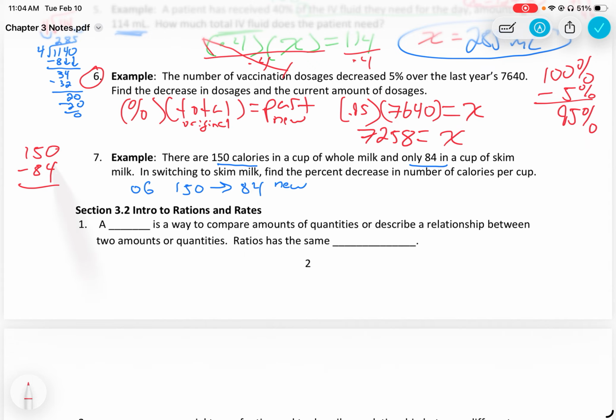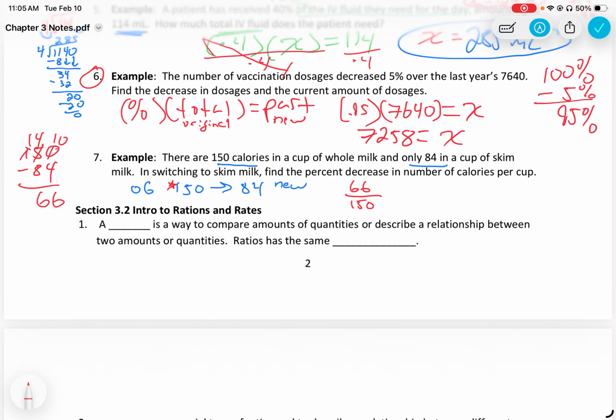So I can't do that, so I need to borrow here. 10 minus 4 is 6. I need to borrow from here as well. 14 minus 8 is also 6. Right? Isn't that right? Yes. Okay. So we know that the change was 66 over my original 150.